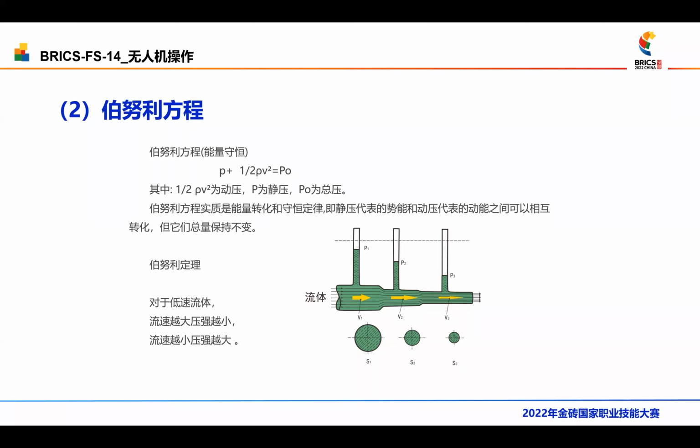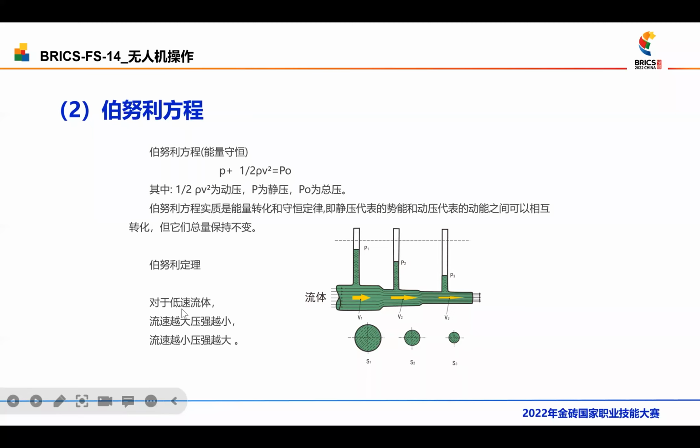Let's do an experiment. Take two sheets of paper and place them in parallel. Blow from one side of the paper. It can be observed that the two sheets of paper move close to the middle. The airflow rate before and after blowing has changed.